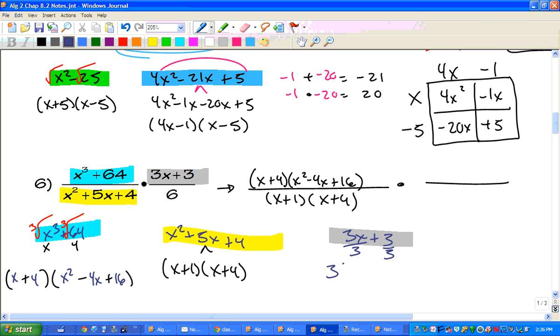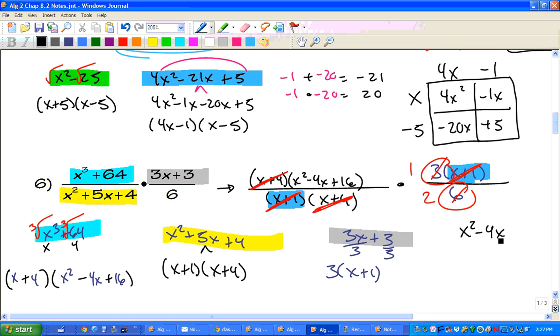Take out your GCF of 3, and we're left with x plus 1. And on the bottom it's 6. So the things that cancel out, we have x plus 1 and x plus 1, and x plus 4 and x plus 4. The 3 and 6 reduce to 1 over 2. So your final answer for that would be x squared minus 4x plus 16, all divided by 2.